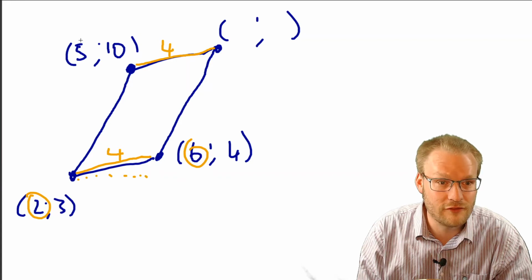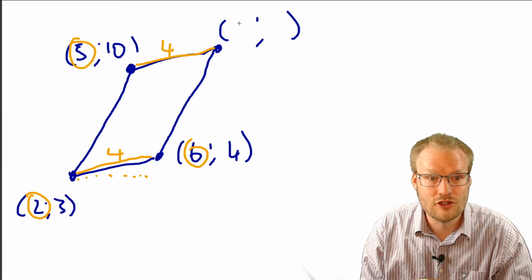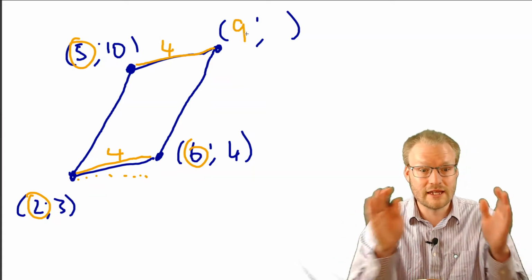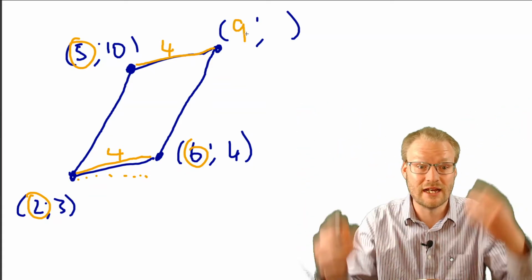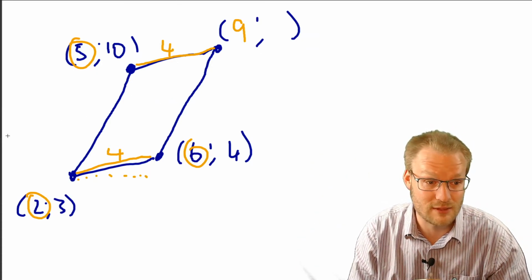So now if we go from 5, we need to add our x length of 4 to get to 9. So that length on the bottom is the same as the length on the top, because with a parallelogram, opposite sides are equal as well as parallel.